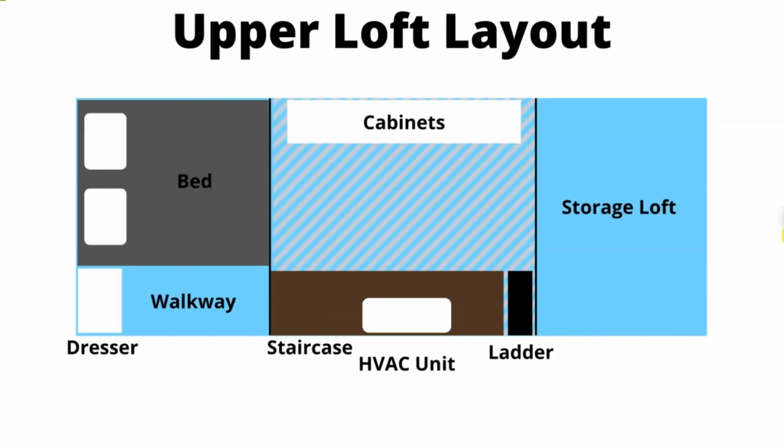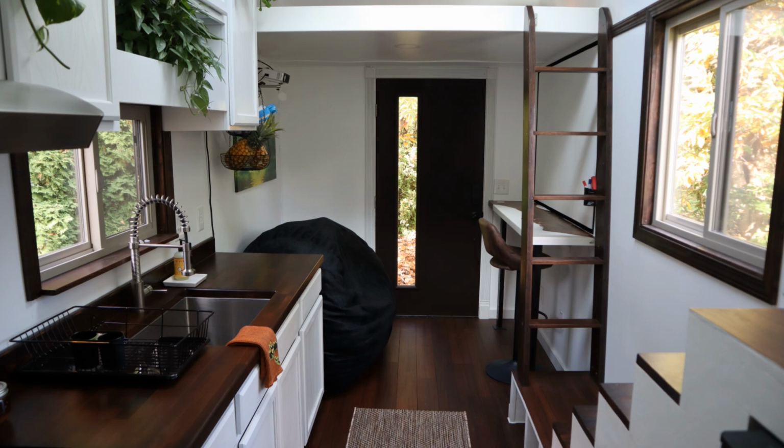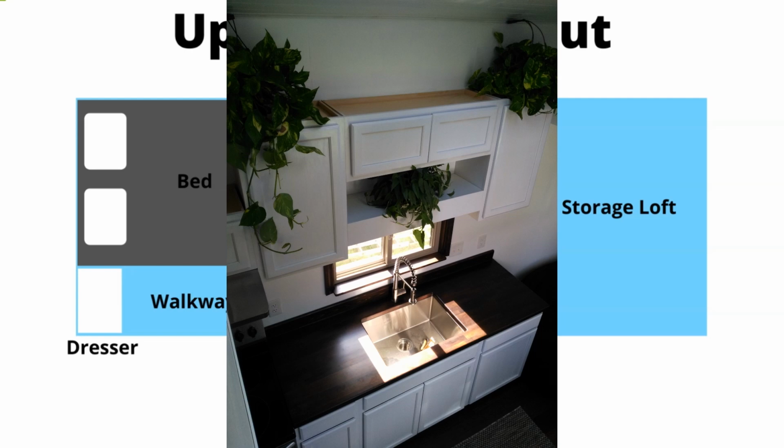This is the upper loft layout. This will be the center section that we see downstairs. There is a big skylight here in the center that's positioned so that I don't need to use lights a lot in the kitchen unless it's dark out. Of course, we have the kitchen cabinets that are here centered up in that area.